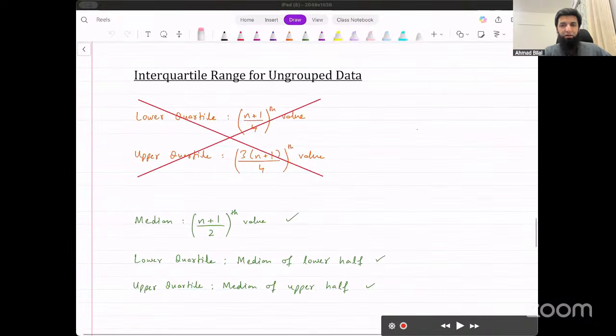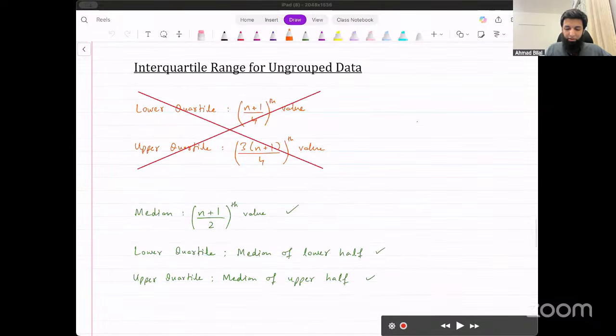Interquartile range for ungrouped data. Remember, do not use these formulas. They are not reliable. They will often give you the correct results, but sometimes they will not give you the correct results. When n is odd, they will give you correct results. But when n, the total number of values, is even, these formulas are not going to work. Okay, so make sure that you do not use these formulas for ungrouped data.